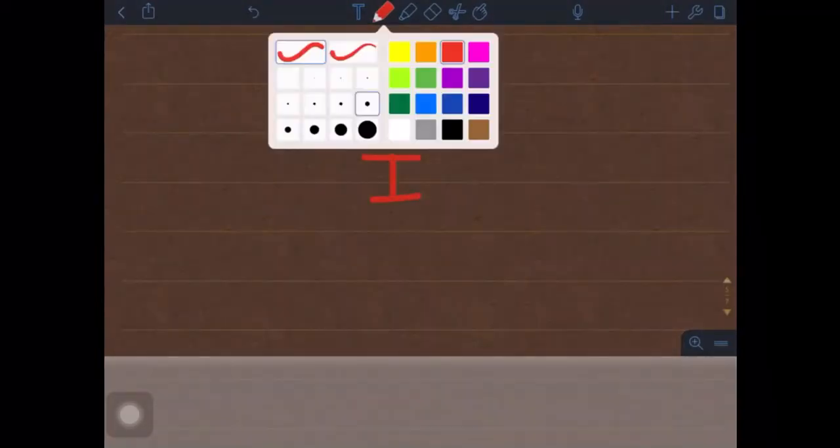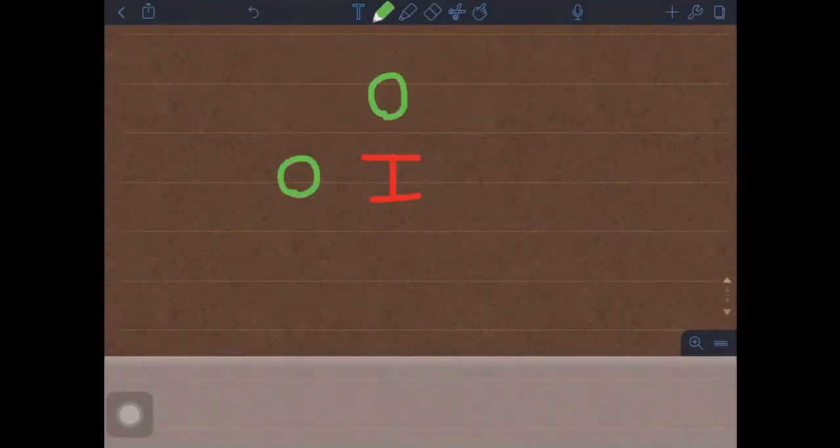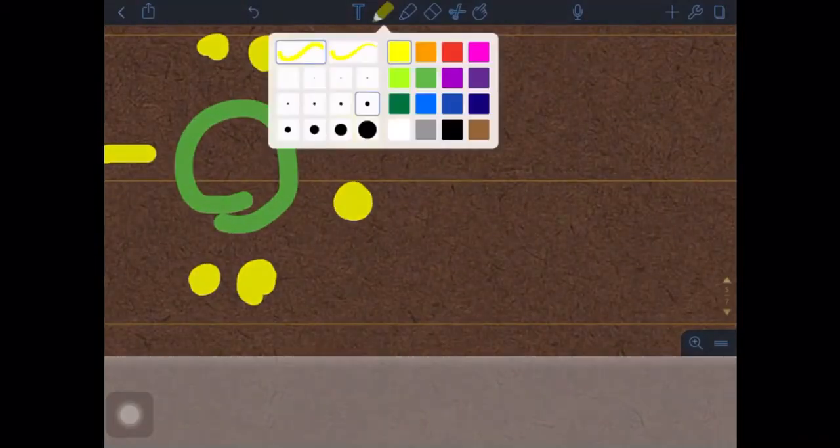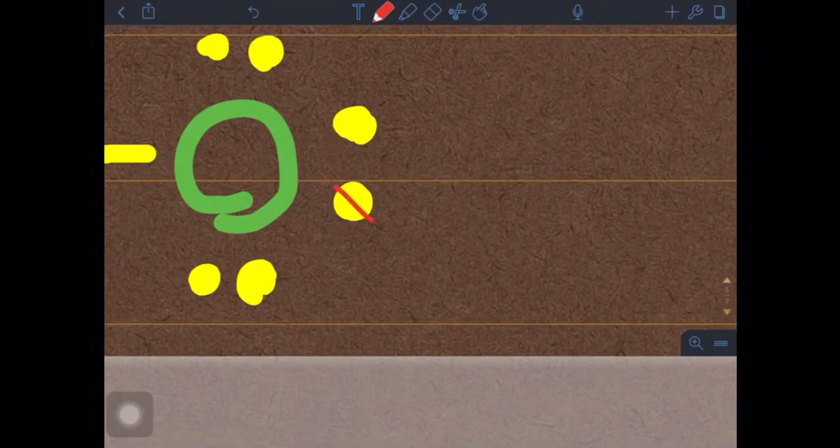So to draw this out, we would have our iodine in the middle, and then our 3 oxygens. And to draw out the double bonds, we do 2 lines, and the single bond would just be 1 line, and then we draw in the other electrons. Whoops. And remember, you have to signify this one as different somehow, and the way I'm doing it is by drawing a little red X through it.